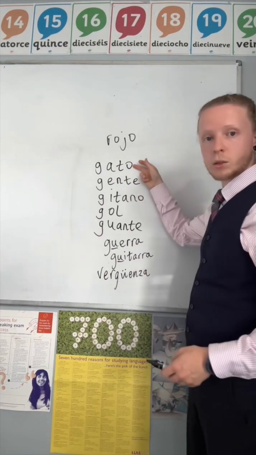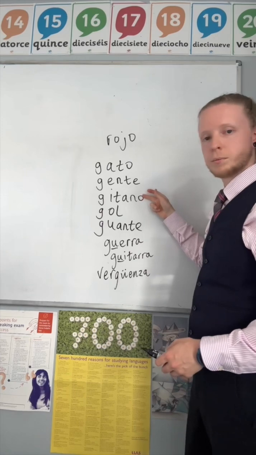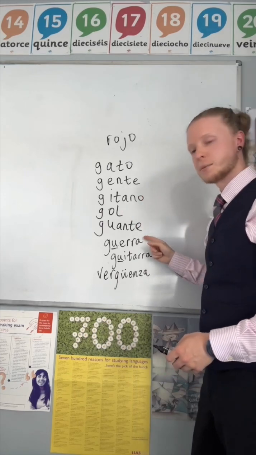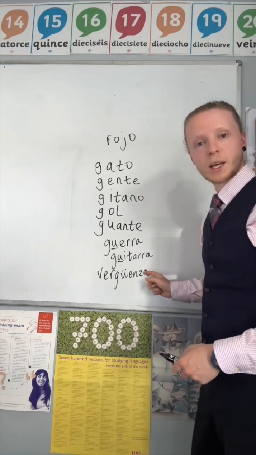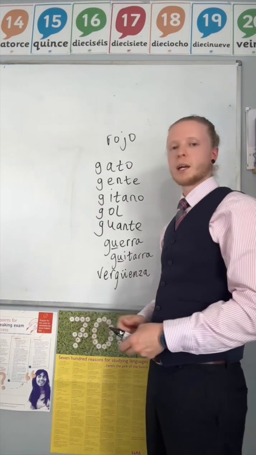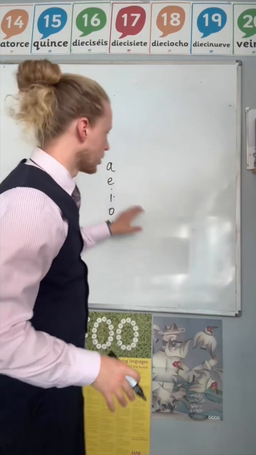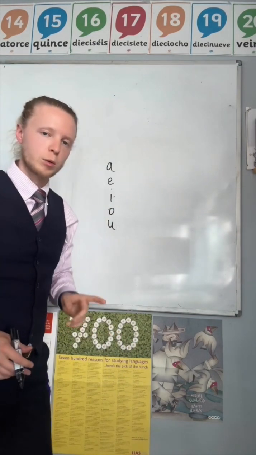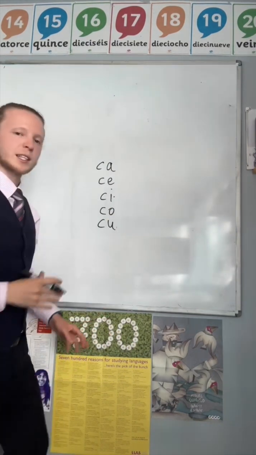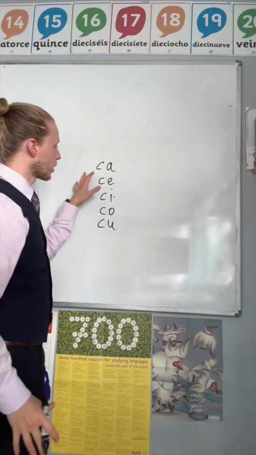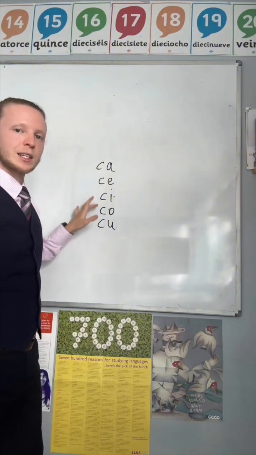So we've got gato, gente, gitano, gol, guante, guerra, guitarra, and vergüenza, which means shame. Qué vergüenza, how embarrassing. Now there's another letter which is a little bit complicated you've got to watch out for, and that's when I'm using A, E, I, O, U with the letter C. Instead of being ka, ke, ki, ko, ku, what I've got is ka, se, si, ko, ku.